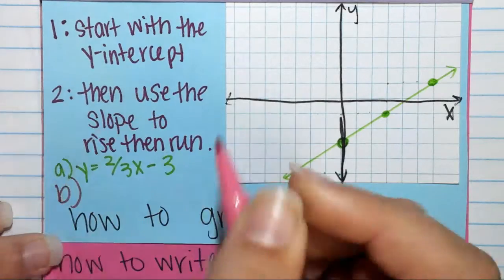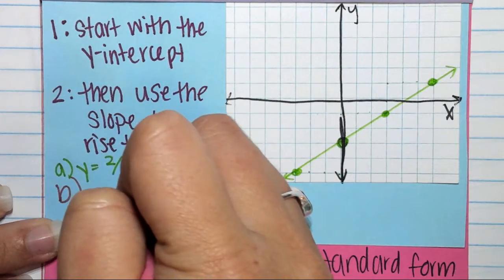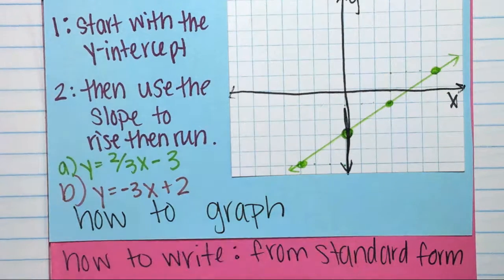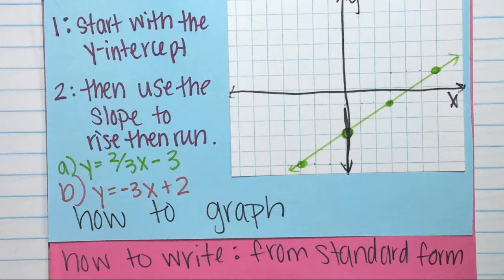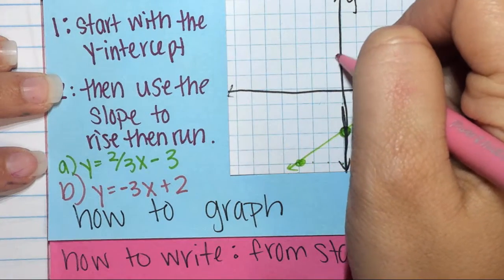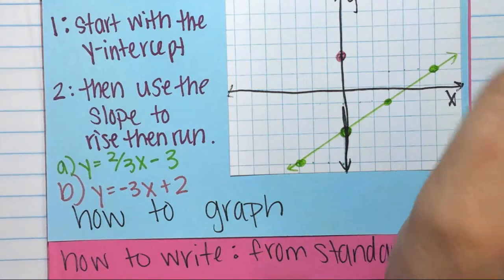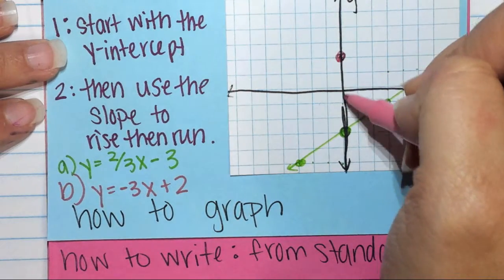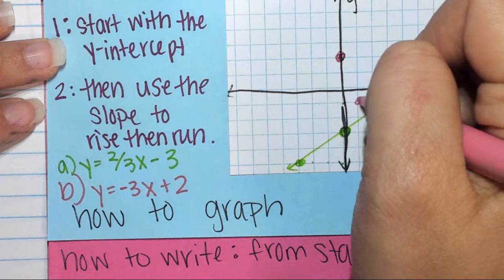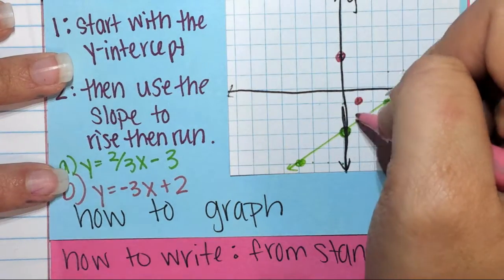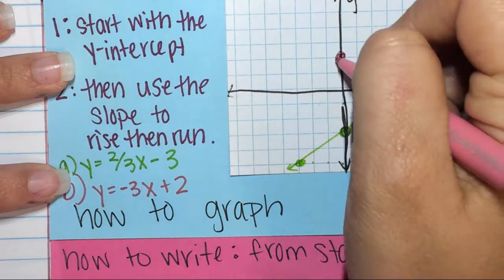Alright, my second one I'm going to graph in this pink color. It's going to be y equals negative 3x plus 2. Which of those two numbers is our y-intercept? 2. So do we go up 2 or down 2? Up 2, and put a dot. And then what's our slope? Down 3 over 1. So you go down 3 and to the right 1. Right over is not a direction. Could we go up 3 and left 1?